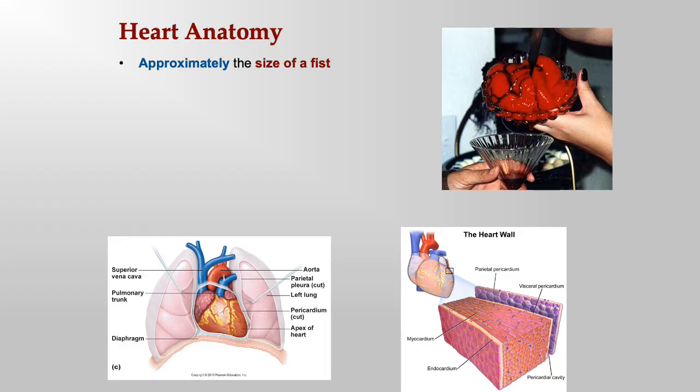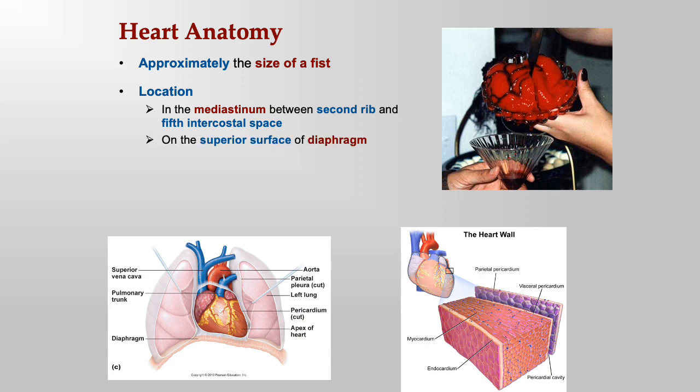Okay, so anatomy of the heart, about the size of your fist. Located right behind your sternum, really, in the mediastinum, between the second rib and the fifth intercostal space. On the superior surface of the diaphragm. Notice how the heart really comes down and almost sits right on the diaphragm. Two-thirds to the left of the mid-sternal line, one-third to the right.